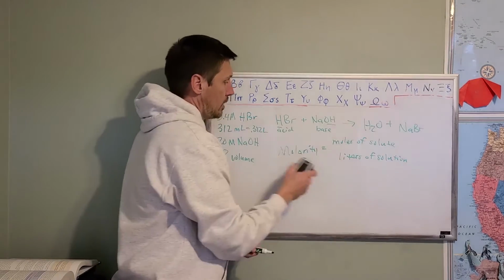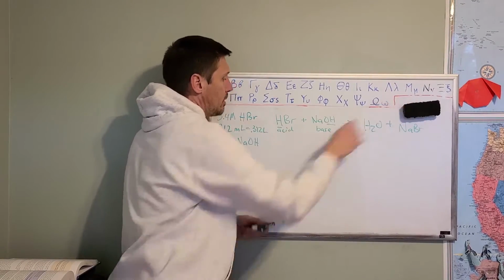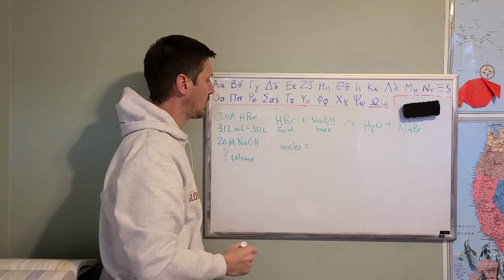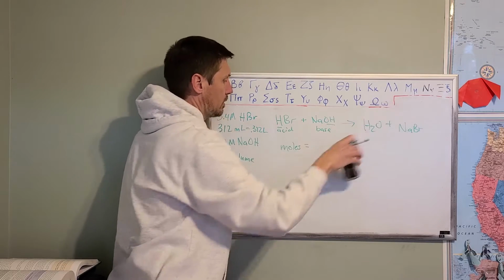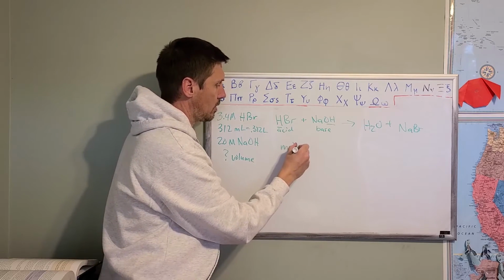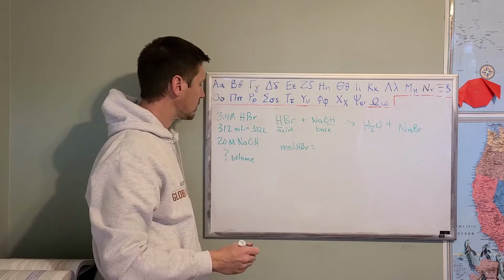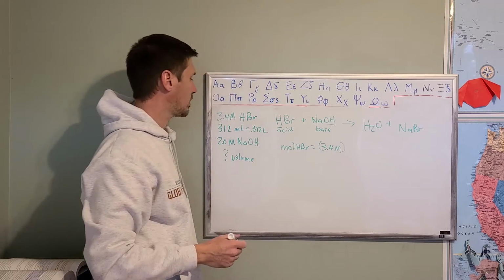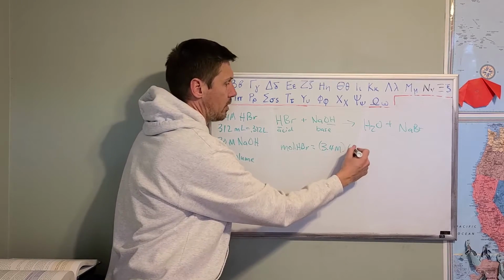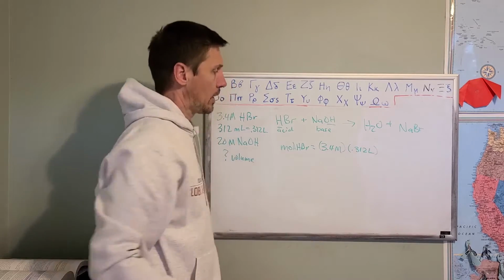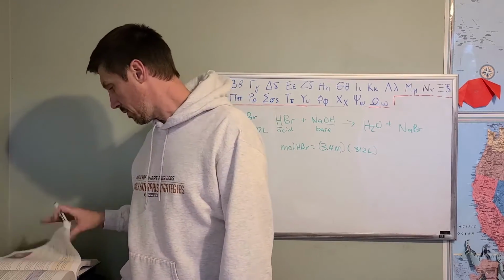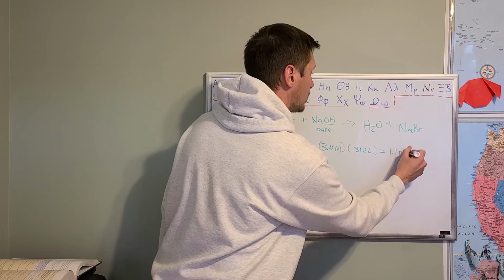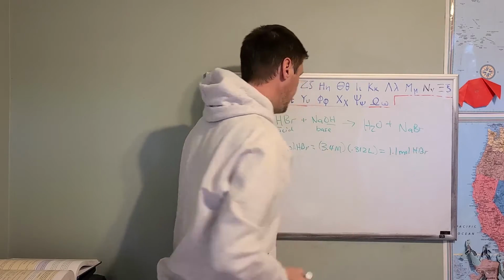All right, so let's do that. So that equation tells us that the number of moles of HBr is going to be equal to the molarity, which is 3.4, times the volume, which is 0.312 liters. And so that's going to give us a value of 1.1 moles of HBr.